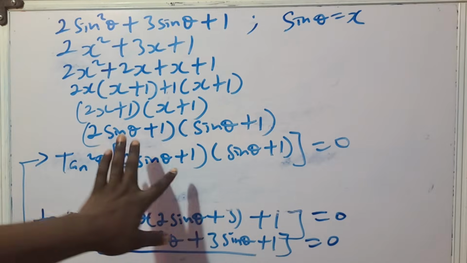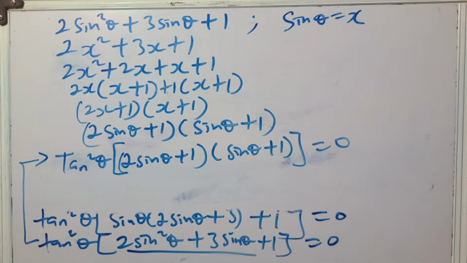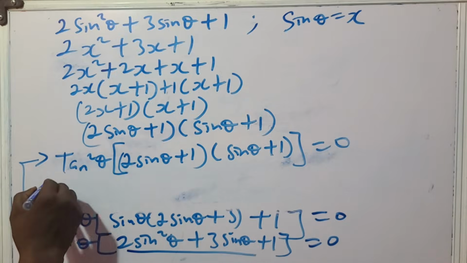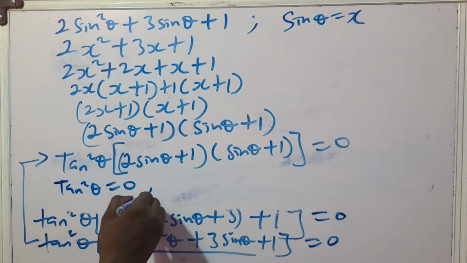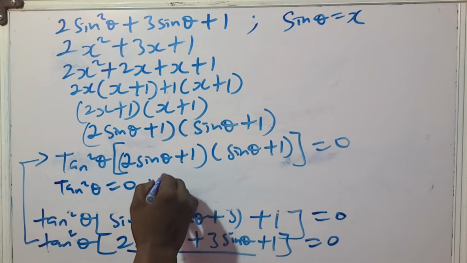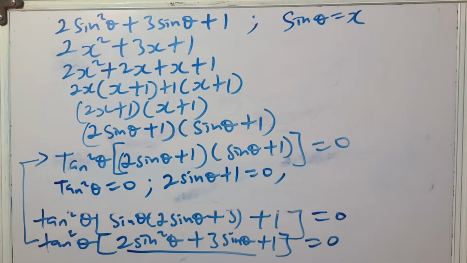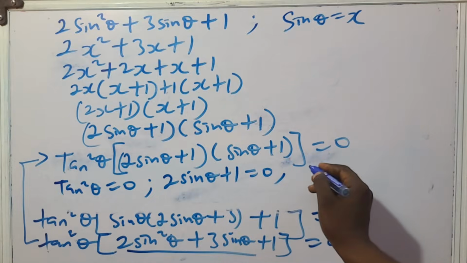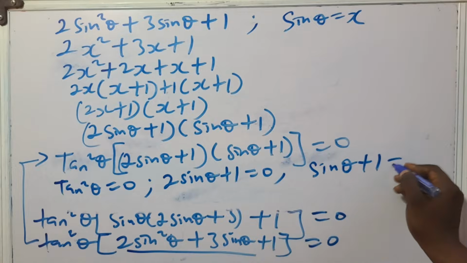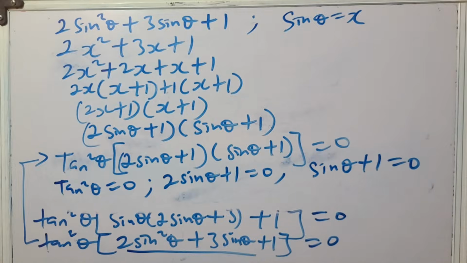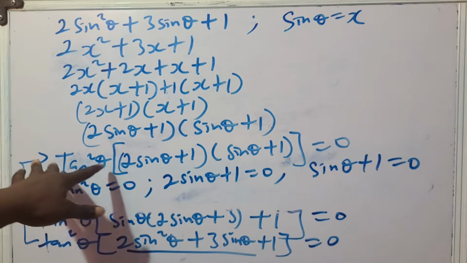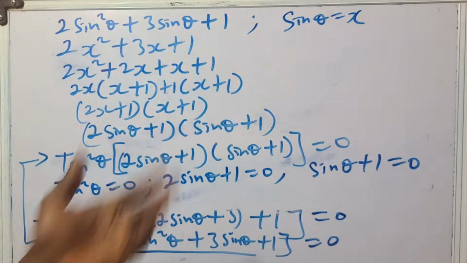Now, tan square theta times this times this. So I'm sure you all agree with me that it's very easy for me to now write. I'm not wrong if I do this now, because the meaning of this is that tan square theta equals 0. That's one side of things. Also, 2 sine theta plus 1 equals 0. Also, sine theta plus 1 equals 0. You can see what we have right here. So these are all from what we have here, because this is multiplication separating all of them. So that means this equals 0, this equals 0, and this equals 0. All right.